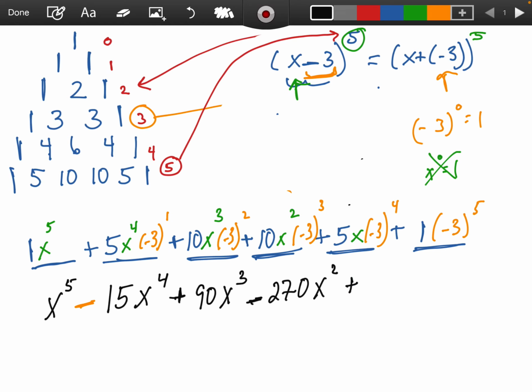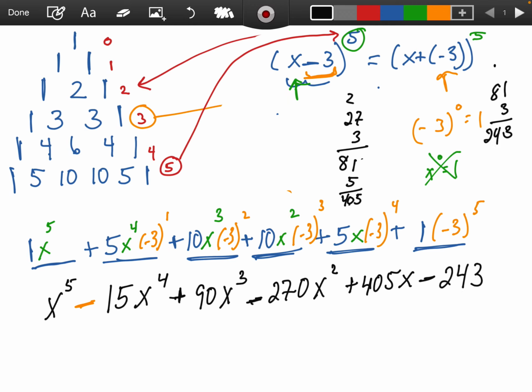All right, 3 to the 4th. So this is 27 times 3 more. So 81, I should know that. I still have to multiply it times 5. 81 times 5 is 405. 405x. And then we have negative 3 to the 5th power, which means I've got to keep that minus. And I have 81 times another 3, so that is 243.